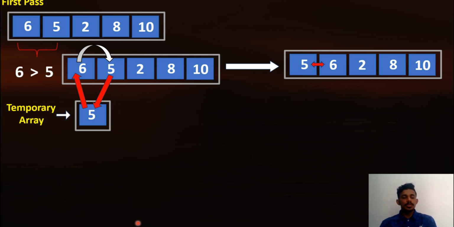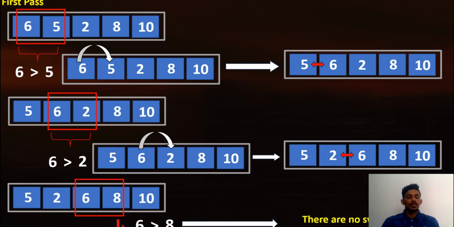So we will check how the first pass works. First we took the first and second elements. We check 6 is greater than 5, then we need to swap 6 and 5, and the swapping method is like the previous one. So after the swap it shows 5, 6, 2, 8, 10.